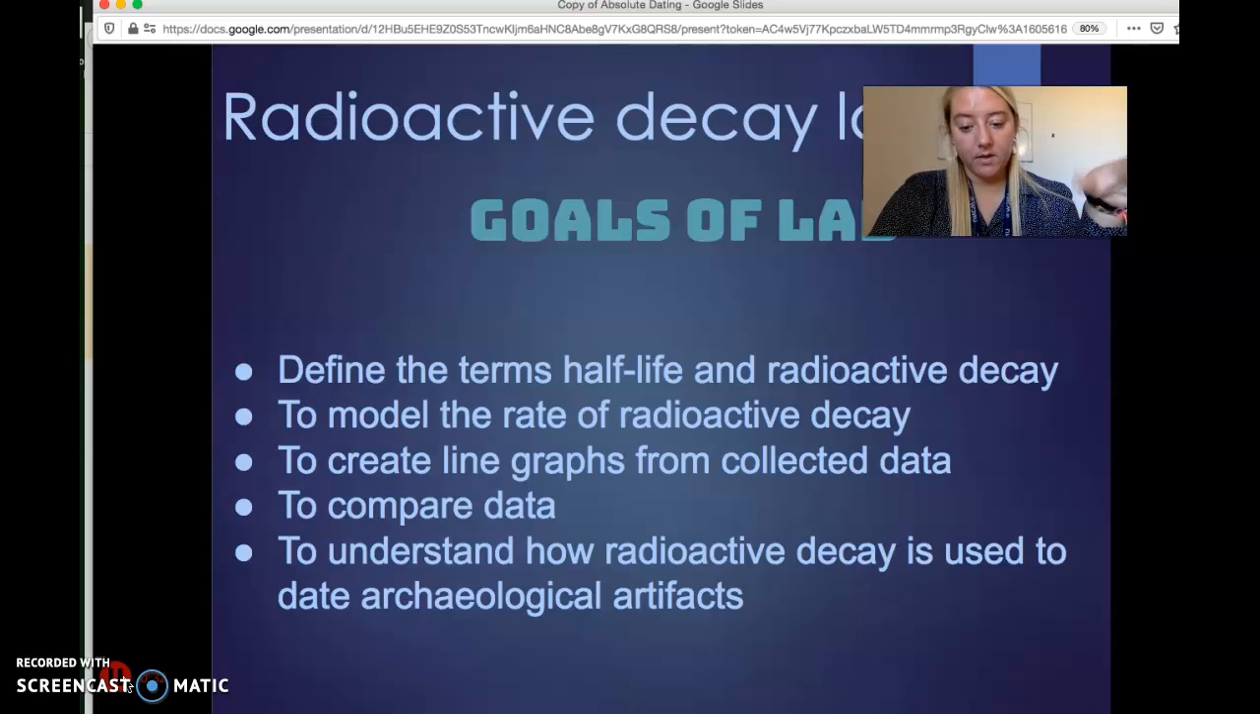What the lab asked you to do: define the terms half-life and radioactive decay. We want to model the rate of radioactive decay. We want to create a line graph from data collected, which I'll show you in a second, an example of one. We want to compare data from one class to the next, and we want to understand how radioactive decay is used to date archaeological artifacts.